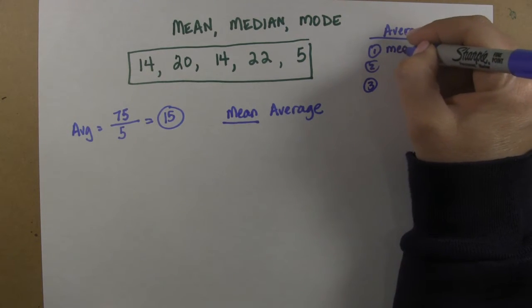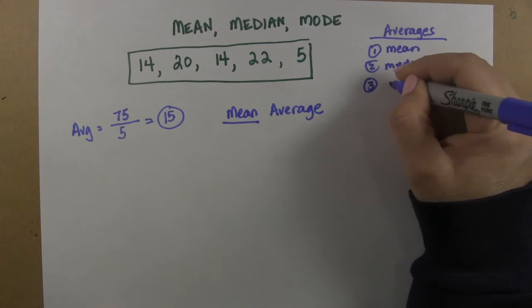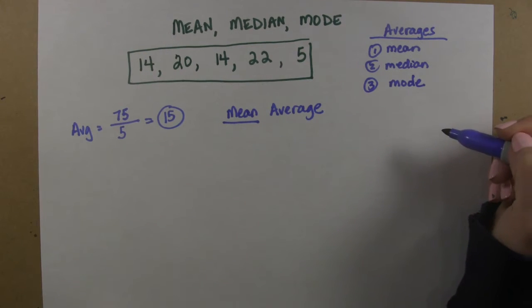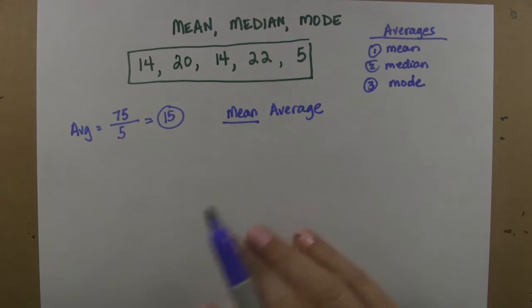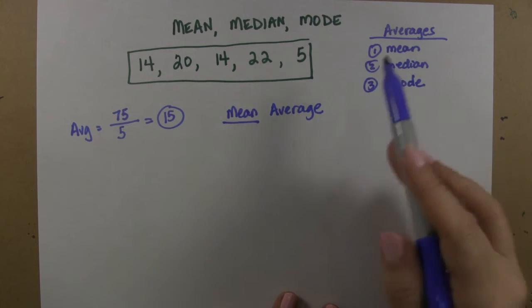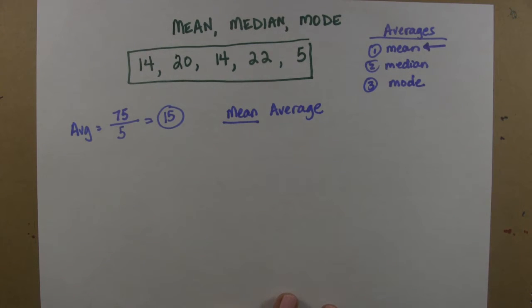Do they mean the mean? Do they mean the median? Or do they mean the mode? Because all of them are types of averages. Now, whenever someone just talks about the plain old average and they don't explain themselves, they mean this one. They mean the mean. Okay?